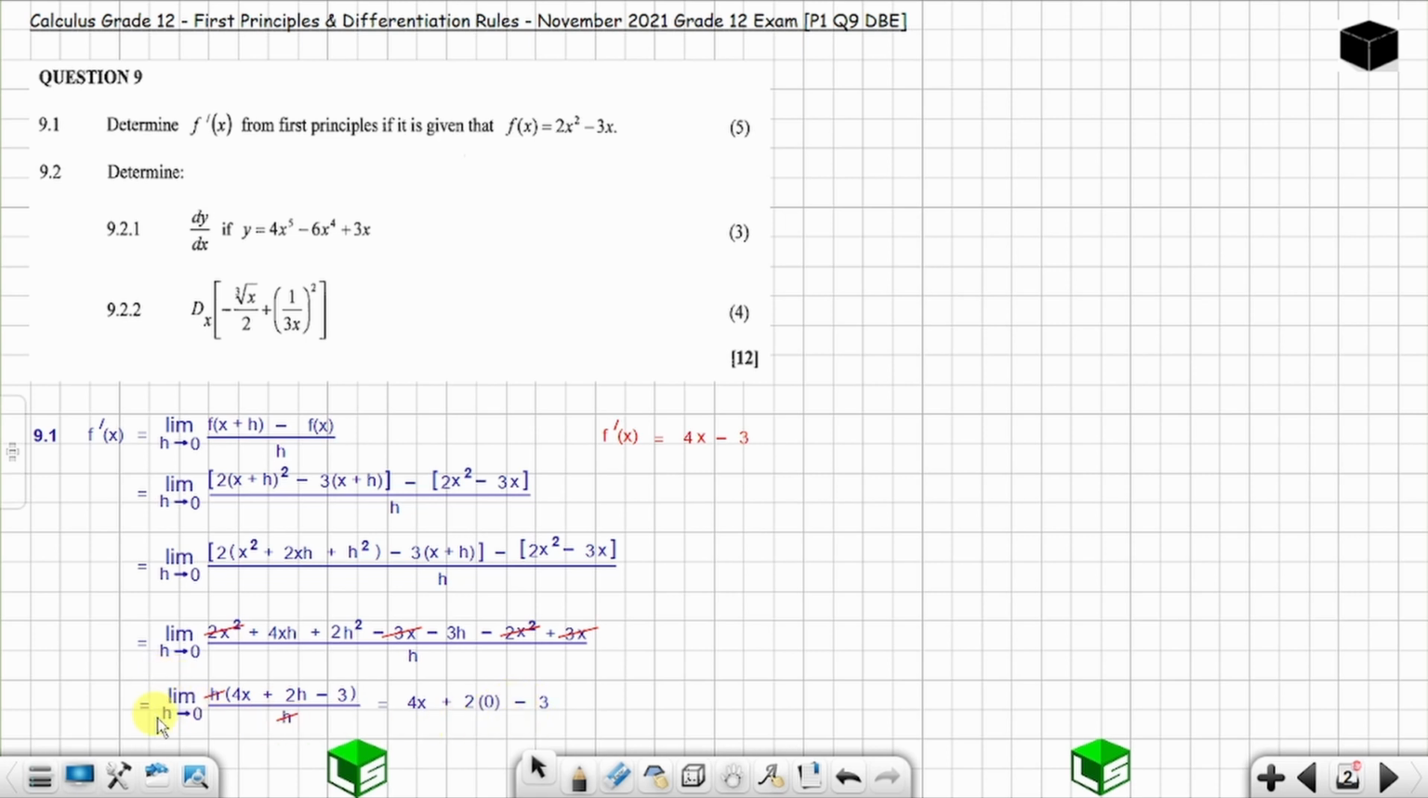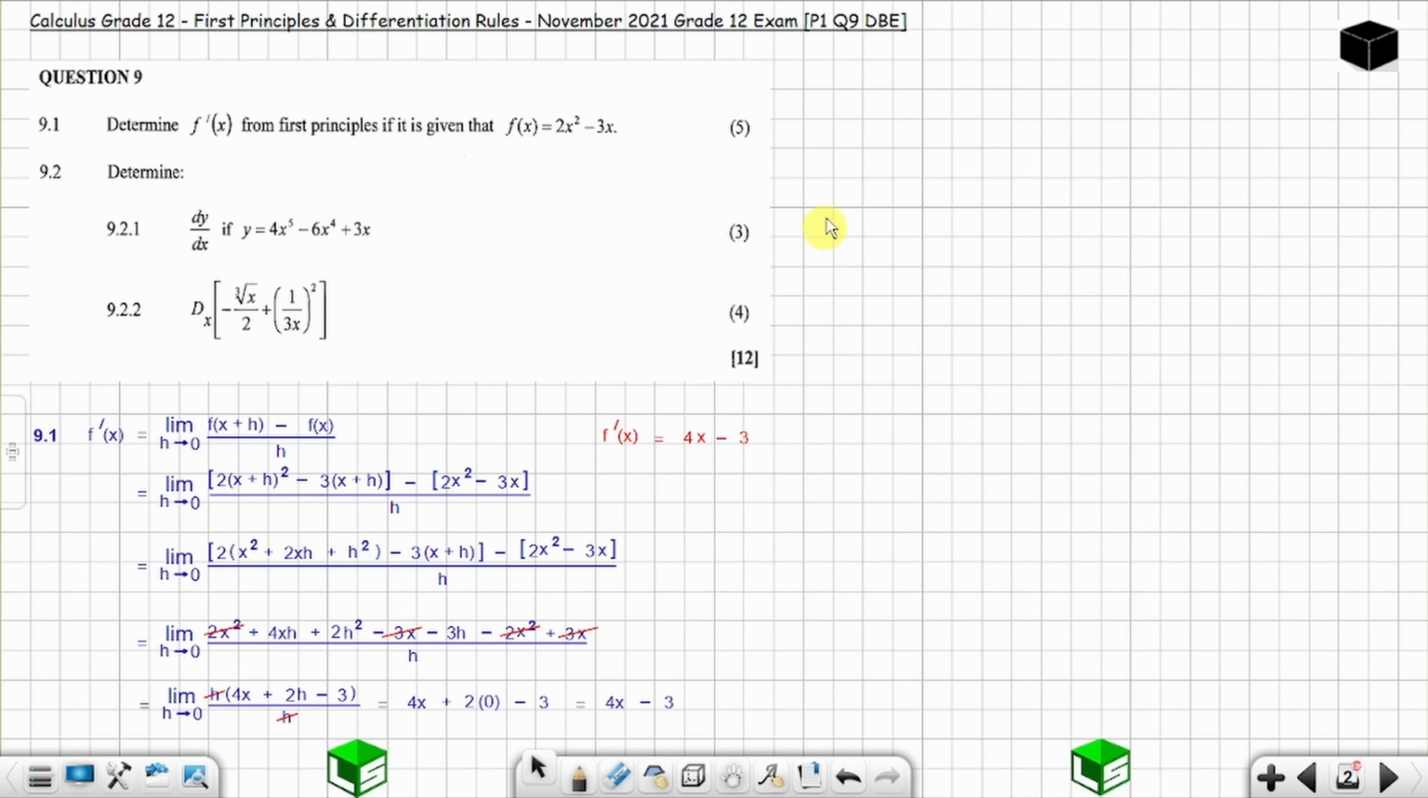You can see I did not write this, because I have substituted 0 for h. I have to drop this. This is the only time you are going to drop this. Whenever you substitute 0 for h, drop this part. So this is equal to 4x minus 3. This is 0. You end up with 4x minus 3. You can see this is the same answer.